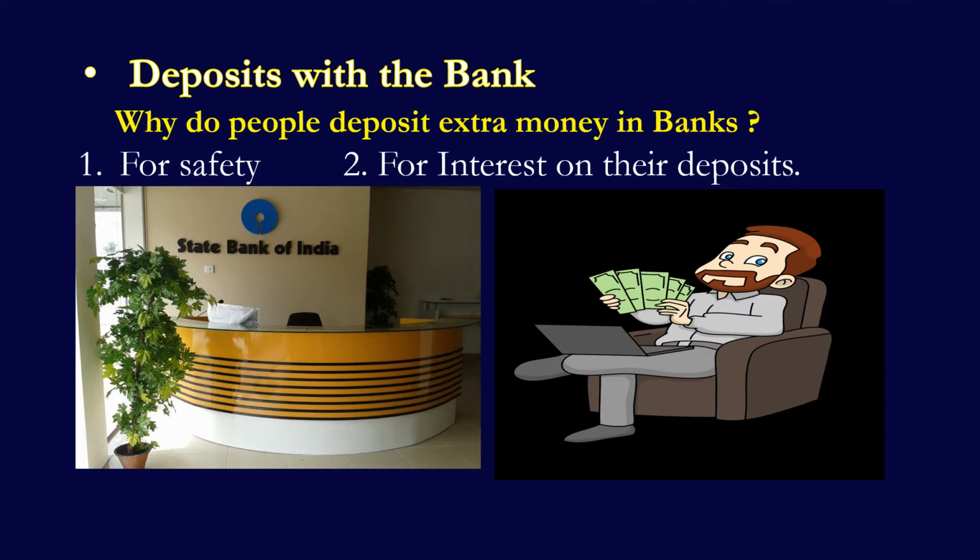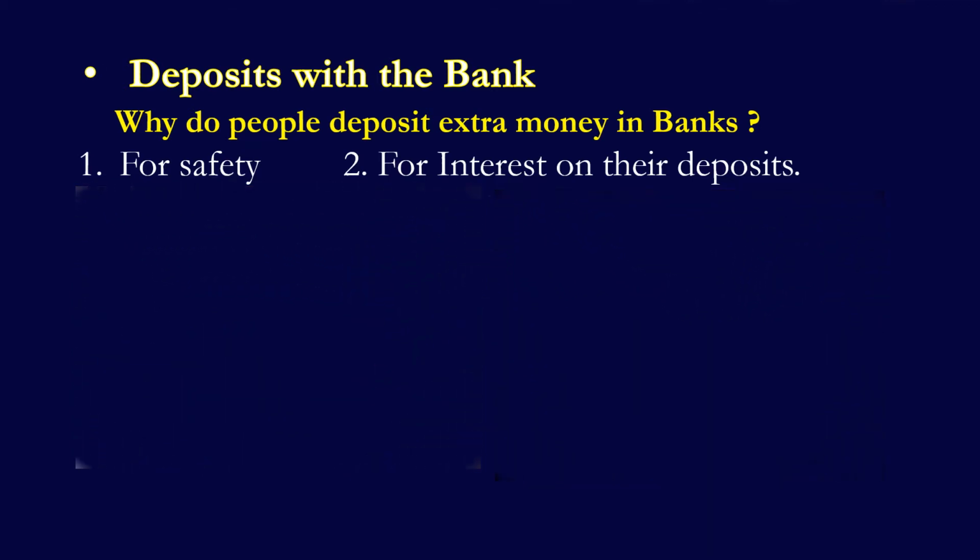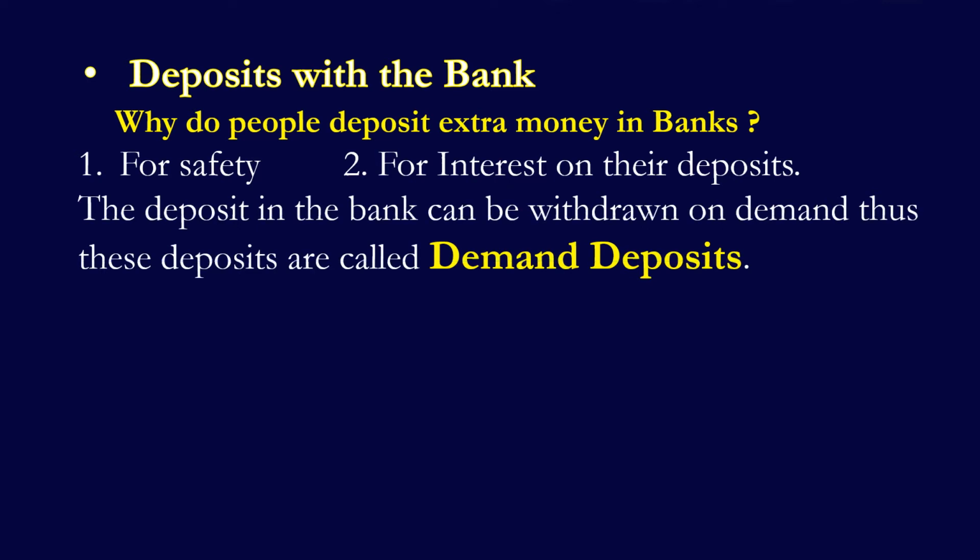And the second reason is interest. People get monthly interest on their fixed deposits, which means they get money on their deposits. So they deposit their money in the bank. And whenever people want, they can withdraw their money from the bank, which means whenever people want, they can take their money out from the bank.